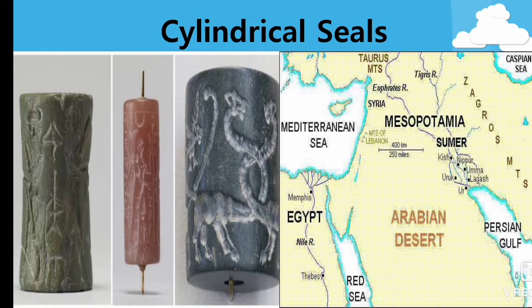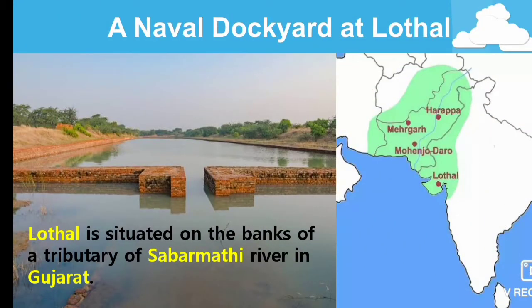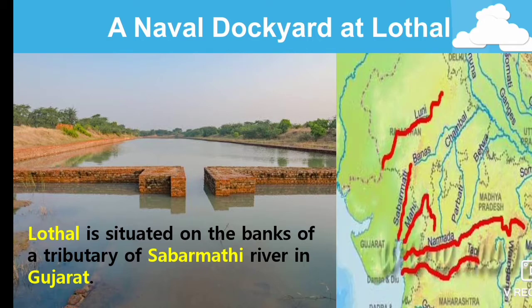Next we can see about the naval dockyard at Lothal. A dockyard is an enclosed area of water in a port for loading, unloading and repair of ships. A naval dockyard has been discovered in Lothal in Gujarat. It shows the maritime activities of the Indus people. Lothal is located on the banks of a tributary of the Sabarmati River in Gujarat.